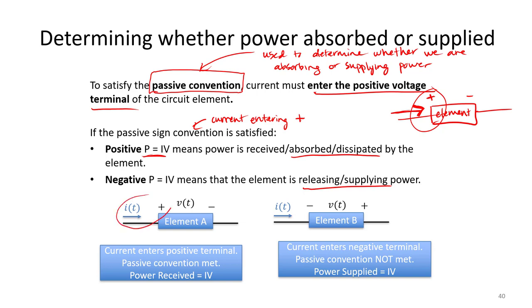For element A, passive convention is satisfied, and power would be current times voltage. We would get a positive number because both of these have positive sign, and so we could say that we are absorbing power. However, for this second one, element B, we see that the passive convention is not satisfied, so that means in this case, element B must be supplying power.